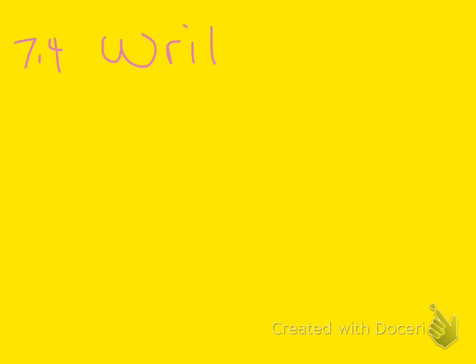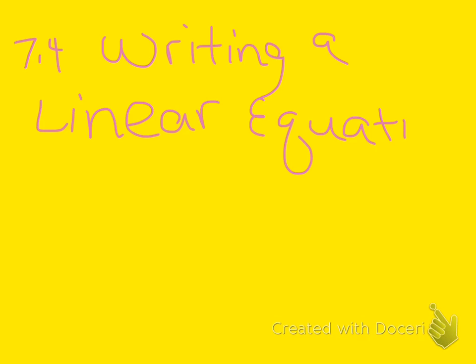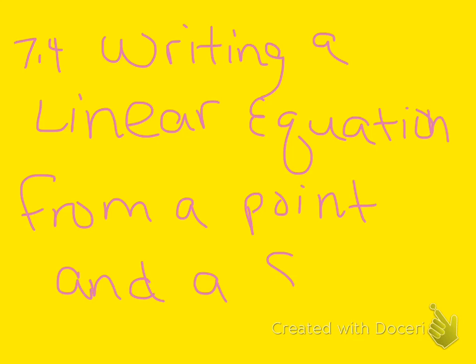All right, we're going to be writing a linear equation from a point and a slope. Before now, you have been just graphing these equations, and so now we're going to actually take a step backwards. We're not going to do anything with the graph right now, but they're going to tell you that you have a point and you have a slope. What is the equation?